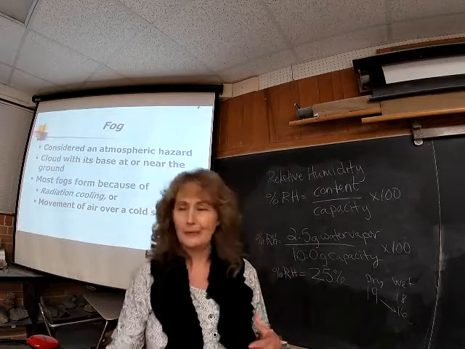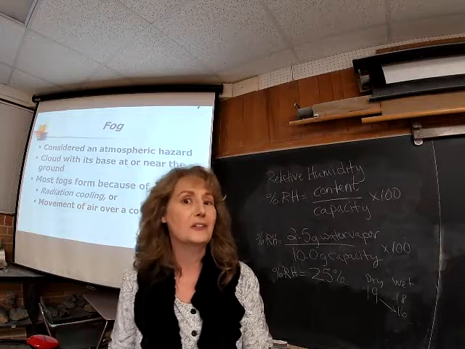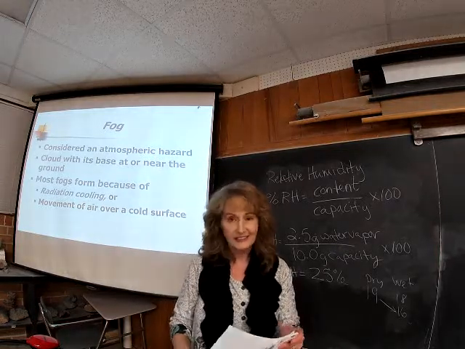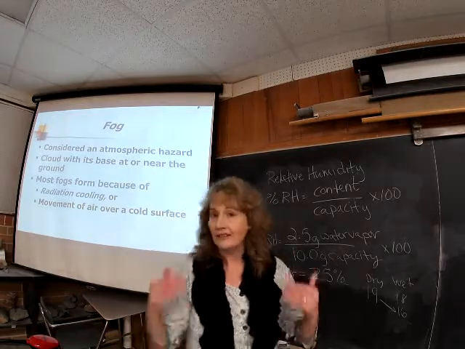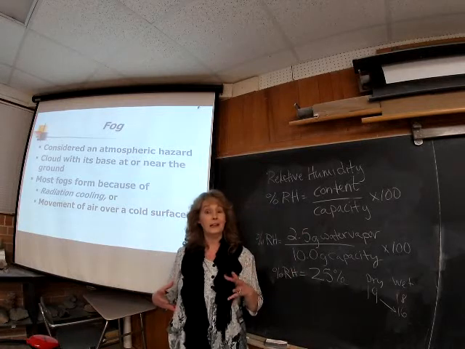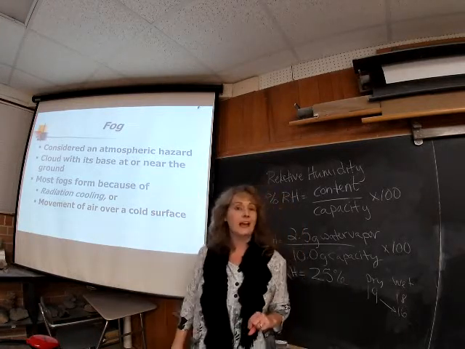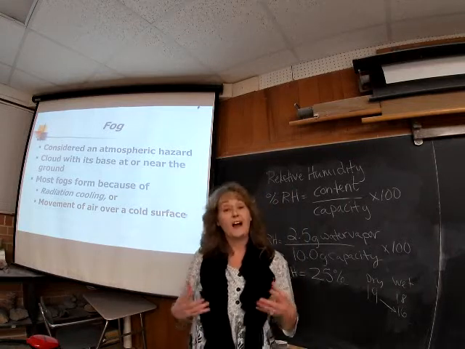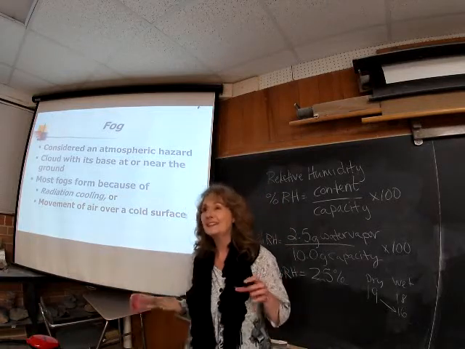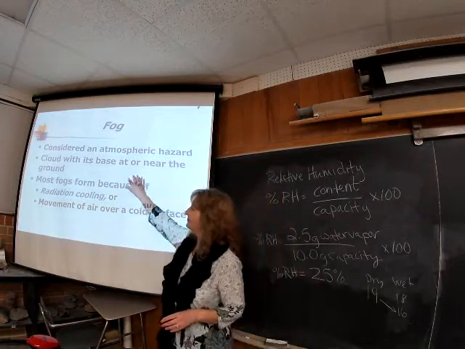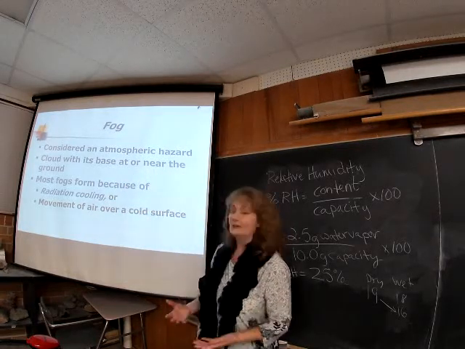Okay, fog. Well, fog is basically a cloud that is at the Earth's surface. So it's condensation material that is at a level that is impeding our visibility. So fog is considered an atmospheric hazard because it reduces our visibility. Okay, so it's condensation, sort of a cloud, but it's at the ground level. Its cloud base is at or very near the ground, the Earth's surface.